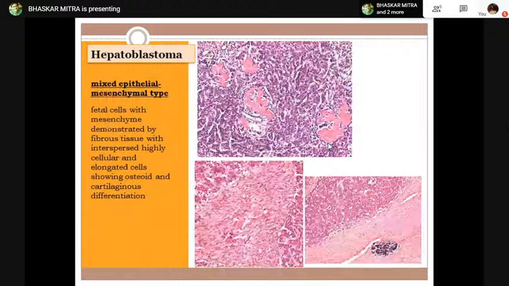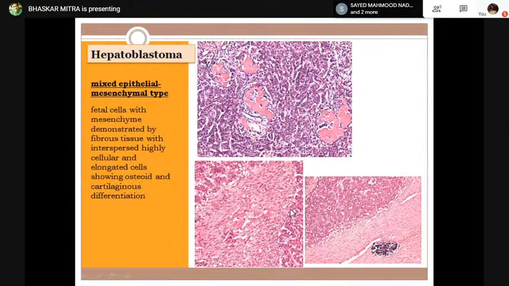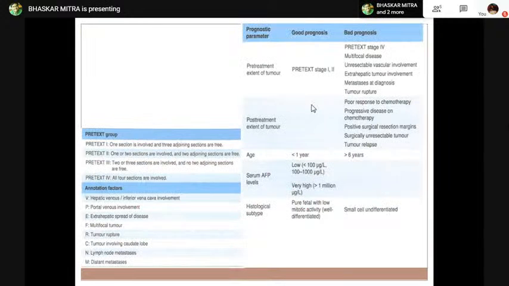Now, if it is mesenchymal, life would be a bit easier. Here, we can see a mesenchymal component like connective tissue or fibrous tissue proliferation, immature mesenchyme-like appearance. There may be osteoid formation. We can even see calcification and cartilaginous differentiation also. Here we can see this is a mixed epithelial and mesenchymal type. So this is the morphology of hepatoblastomas.